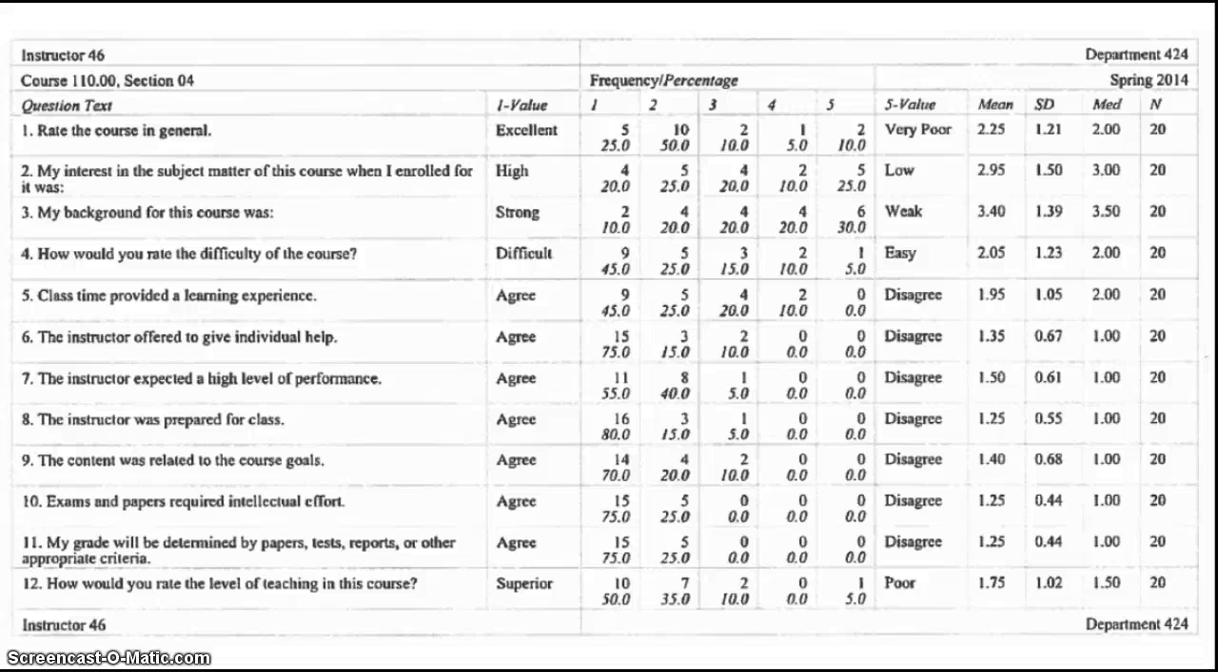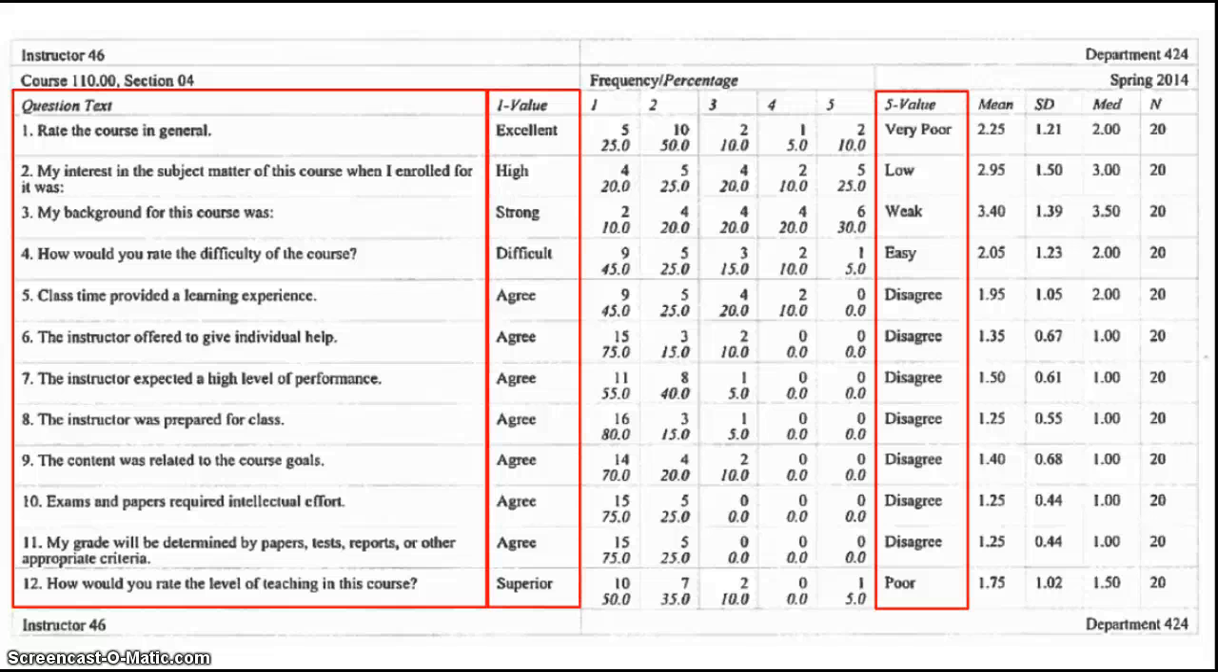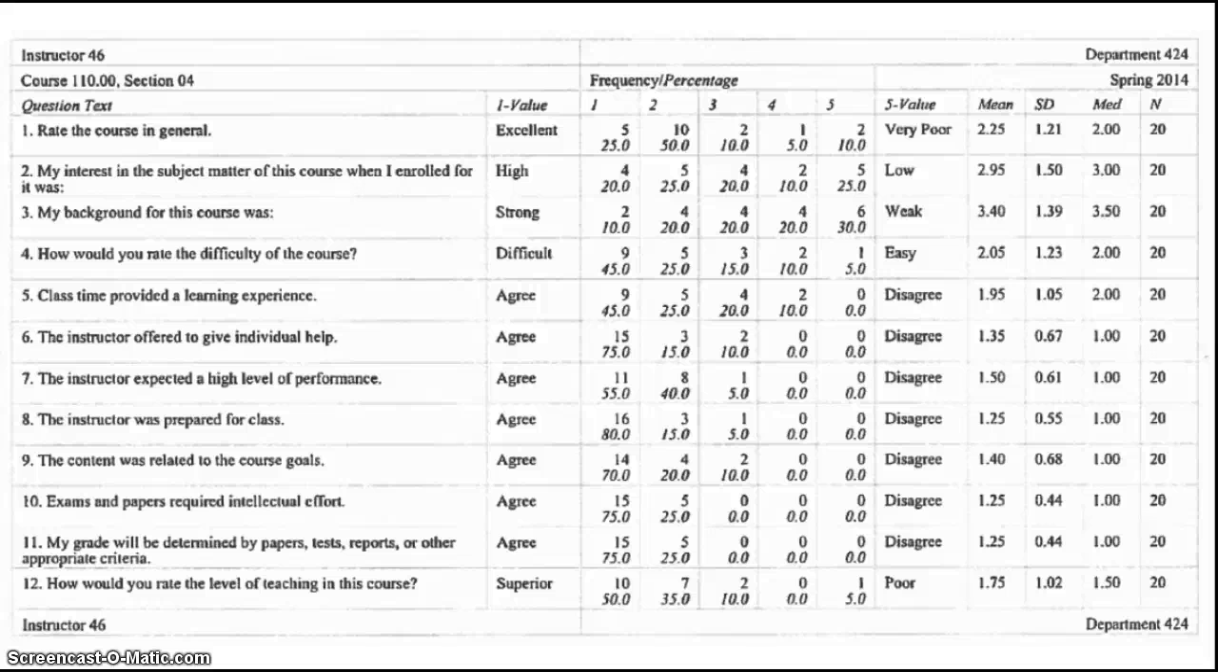Okay, this thing looks complicated, but we can break it down into manageable chunks. We'll start with the instructor number, which is your number that identifies you in the department, the department number, which is 424 for English, the semester being reported, and the specific course. So far, so good. This section merely restates the questions asked of the students, while these sections show what the high and low values for each question are meant to indicate. I hope you are with me so far. Now let's get to the muddier parts.